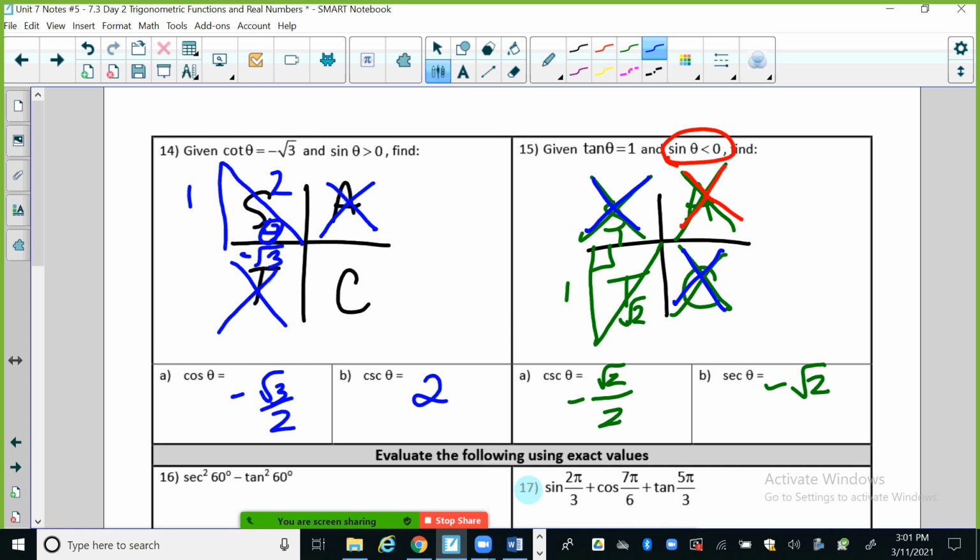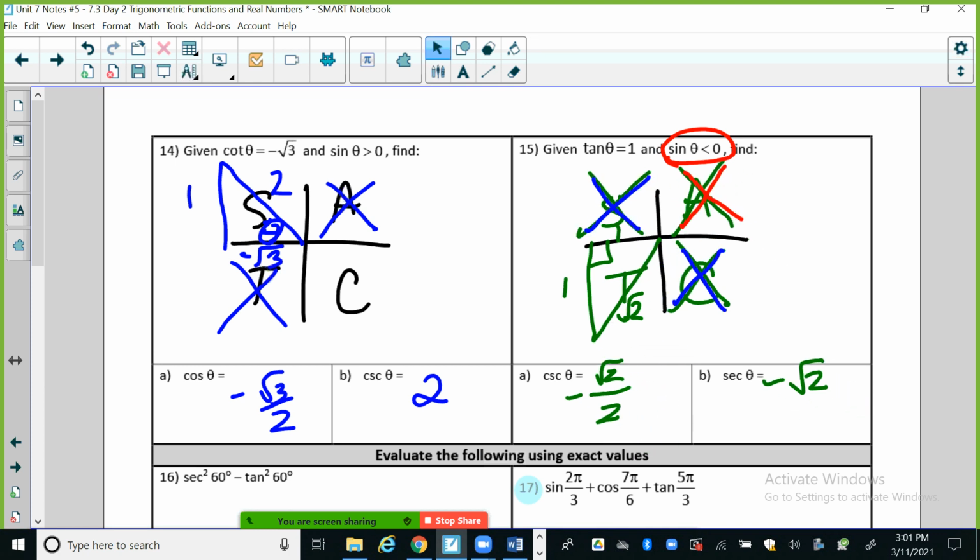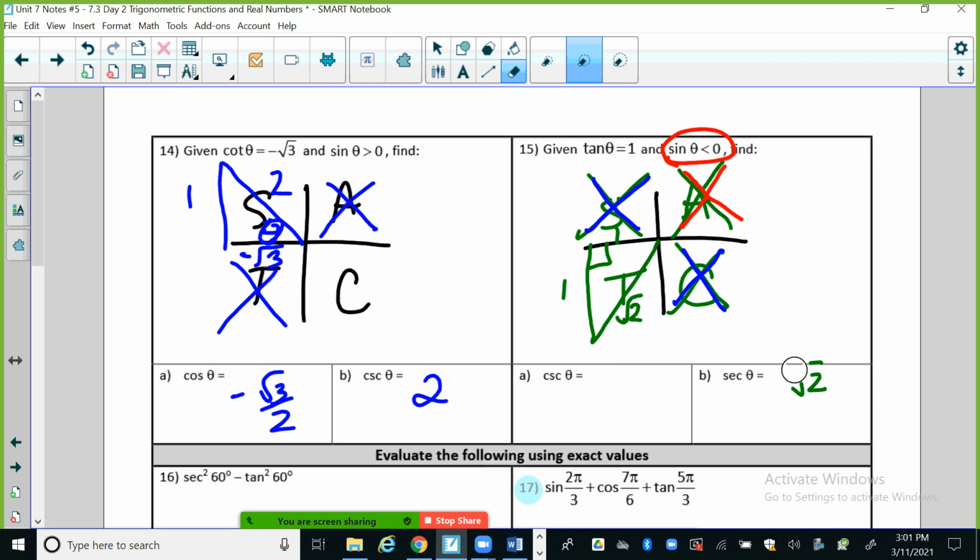Wouldn't cosecant be hypotenuse over opposite? Yes, it would. I switched those two answers. Thank you. Oh, no, sorry. Both the answers were the same. I over-erased. Cosecant of theta, I had sine of theta written down. Cosecant of theta is hypotenuse over opposite.